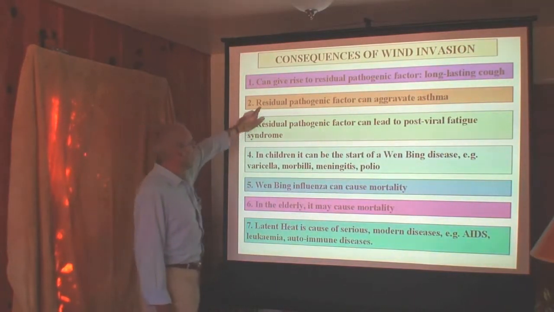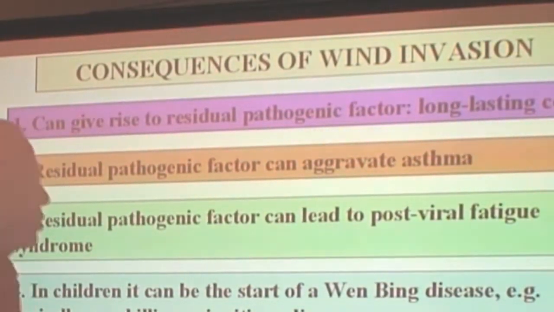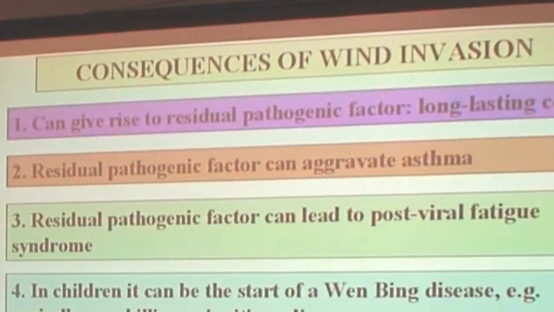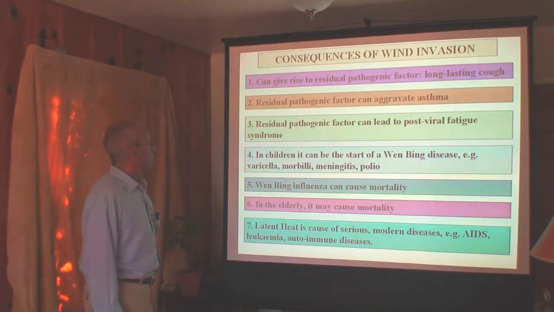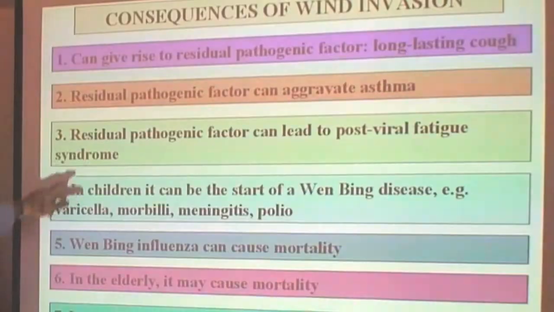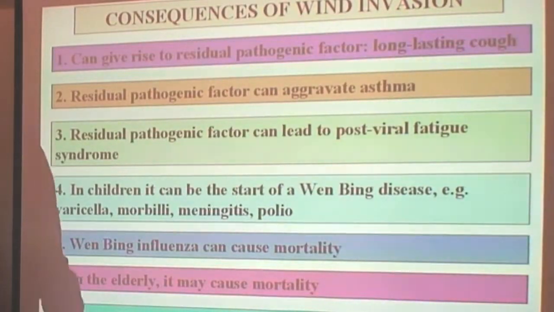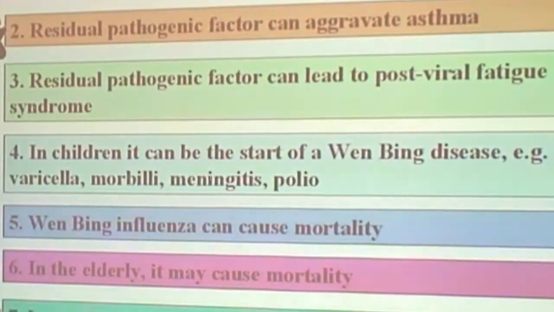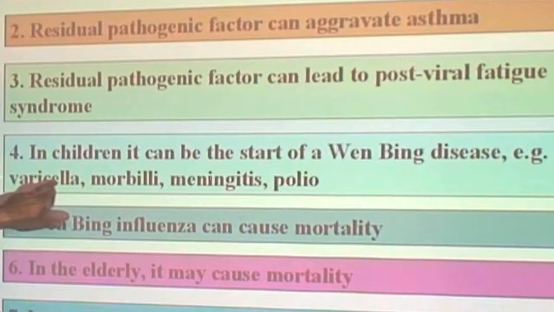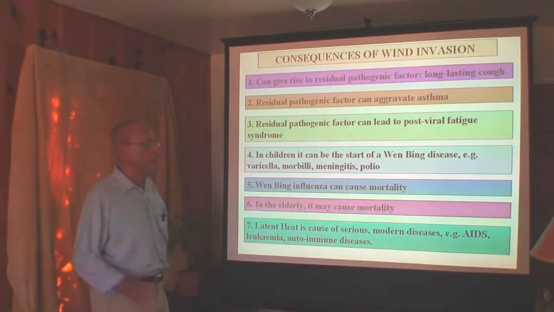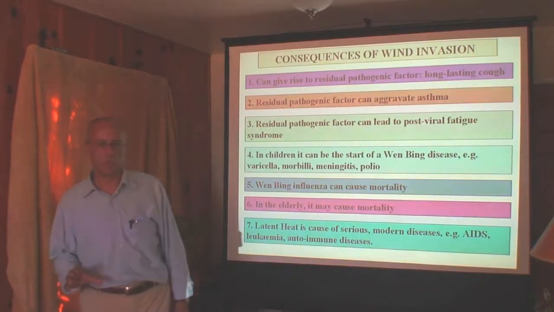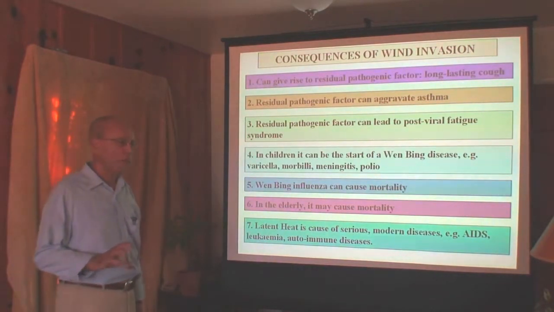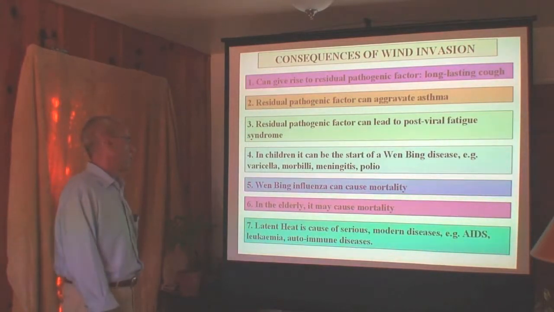And also in children, a residual pathogenic factor can aggravate asthma, so it's important to treat for children who suffer from asthma. Number 3 is very important. A residual pathogenic factor often leads to chronic fatigue syndrome, which is very common in young adults. Number 4, in children who fall ill with the virus, they have a fever, a sore throat, we don't know what kind of disease they're getting. It could be measles, meningitis, polio, and that's why it's always important to treat them at the beginning stage. Even if we can't stop it at the beginning stage, we can still ameliorate the symptoms and prevent complications.